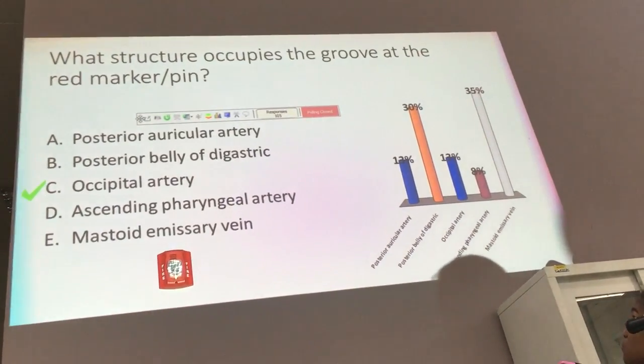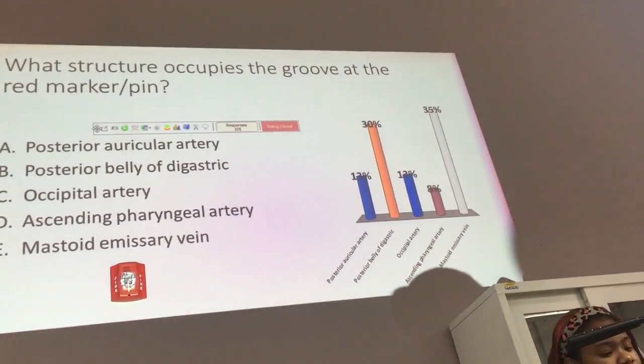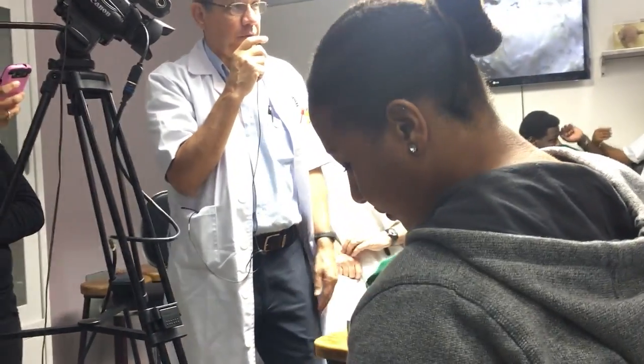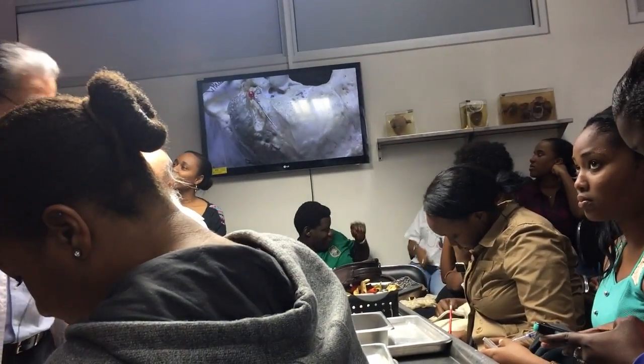Remember that medial to the mastoid process, you have the mastoid incisure that has the posterior belly of digastric, and medial to that is the groove for the occipital artery.